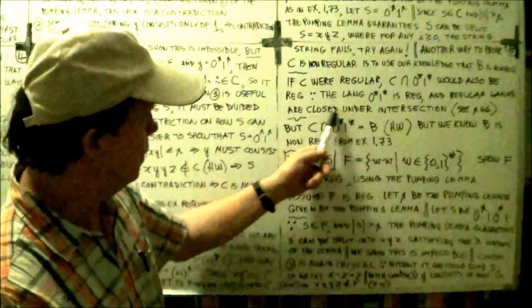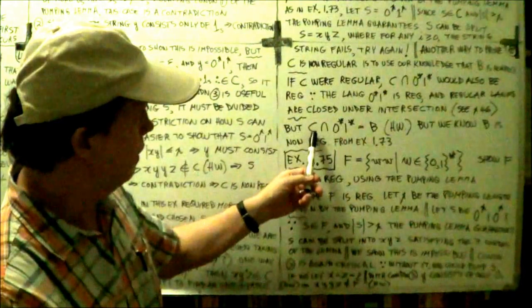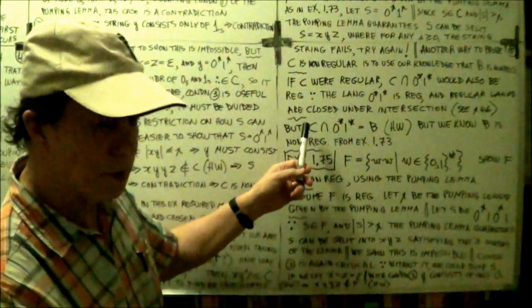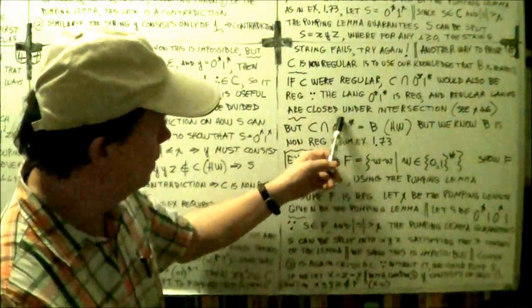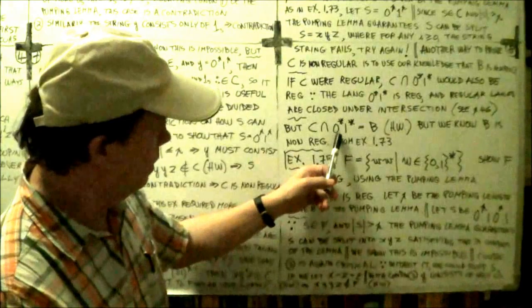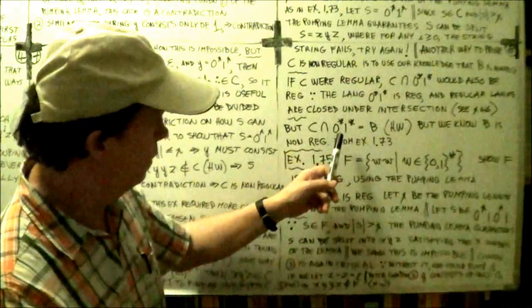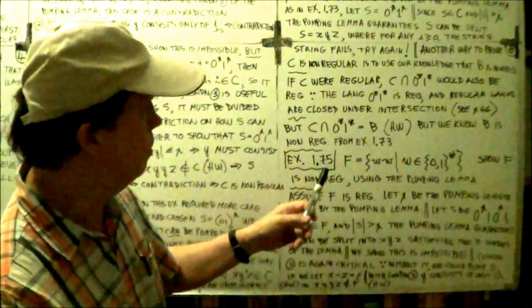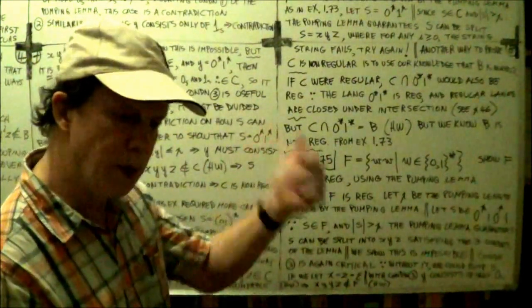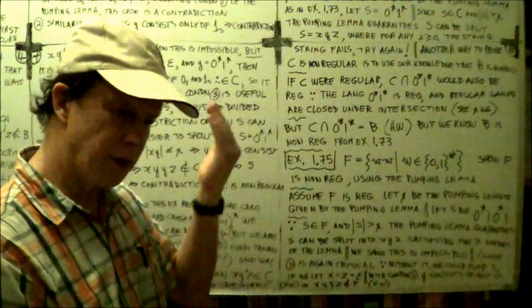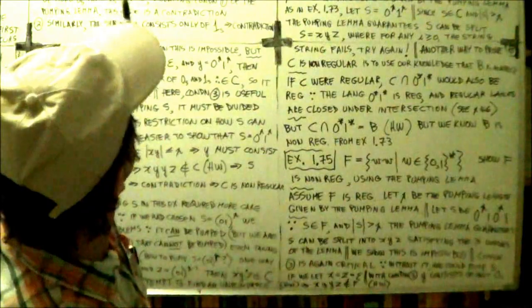If you work out what this actually is, now remember C is just all those strings where the number of zeros and number of ones is equal. But then you intersect it with these, and this is the set of all strings where all the zeros are on the left and all the ones are on the right. Now you intersect those two, you will get all those strings that are of the form equal number of zeros and ones, and all the zeros are on the left and all the ones are on the right. Well, that's B, right? That's the language B from the previous board.